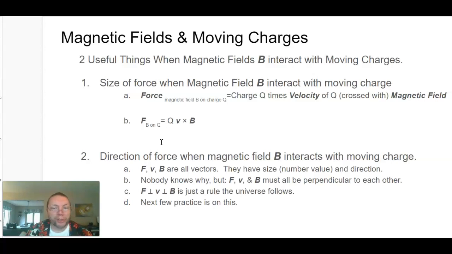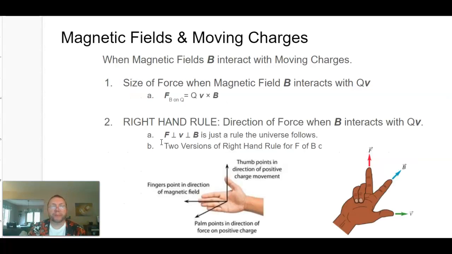But it's just the way the world works. It's the way the universe works. In physics and in science, we try to figure out more and more details about the rules of the universe, but we can't really say why the universe follows those rules. It's just the rules. So we'll do a little bit of practice on some of these things in a minute.